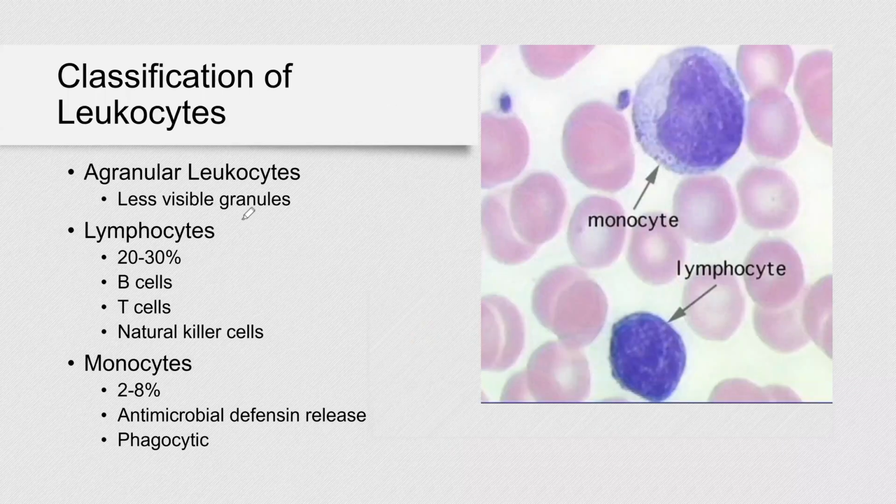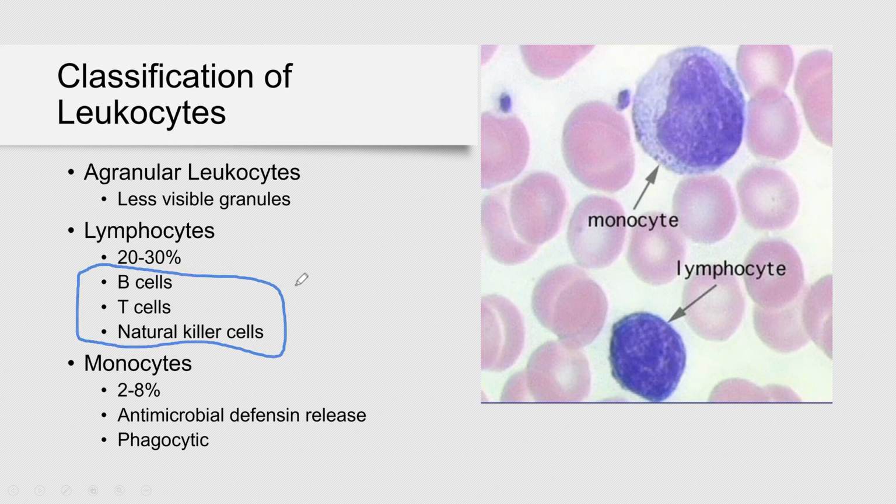Agranulocytes include lymphocytes and monocytes, so they have less visible granules. There are 3 types of lymphocytes: B cells, T cells, and natural killer cells. This lymphocyte over here is the smallest leukocyte, so it's a little bit bigger than red blood cells.